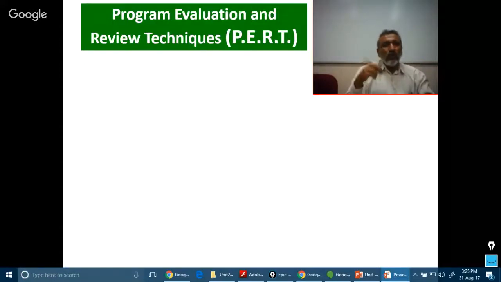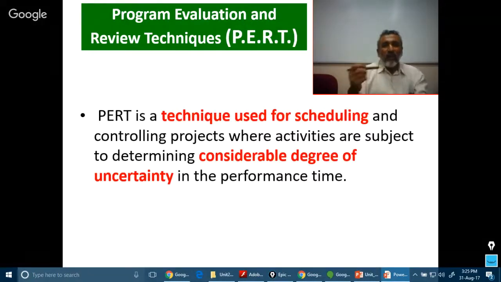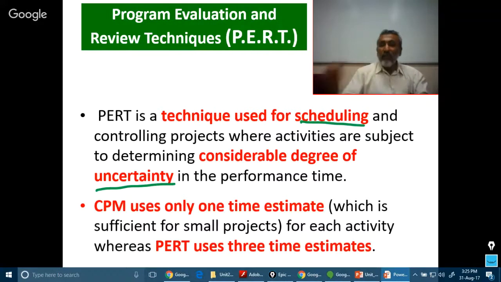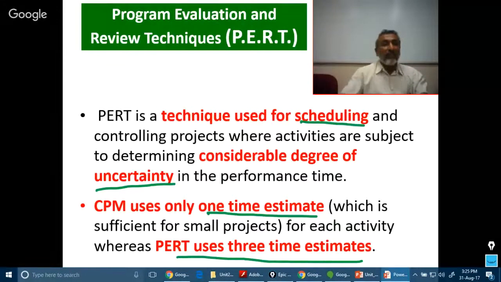Let's now move on to program evaluation and review technique, what is known as PERT. PERT is a technique of scheduling the activities where the project involves considerable uncertainties. Some of the projects may not move as per our plan. There is a high level of uncertainties. For such projects, instead of CPM, PERT is more appropriate. CPM gives only one time estimate. On the other hand, PERT gives 3 different time estimates. Let us see what these 3 time estimates are.